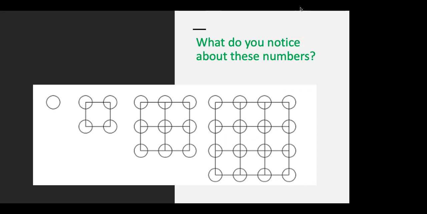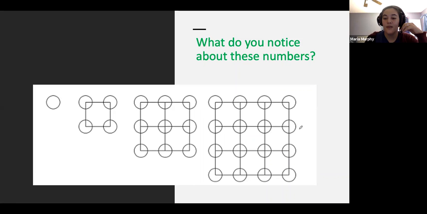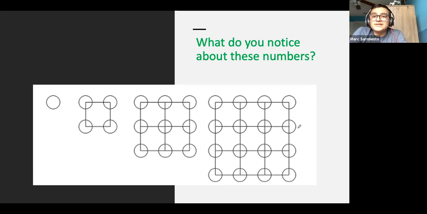It adds 1 on each side each time. Okay. Anyone else notice something? What I notice is that each time it starts with 1 circle, and then it goes by 2, and then it goes by 3 on each side, and then 2, 3, 4. Okay.